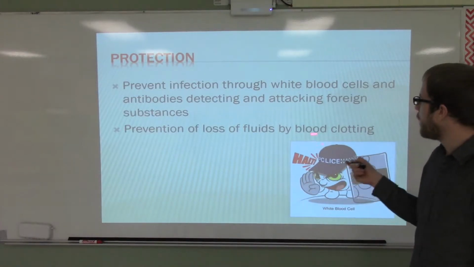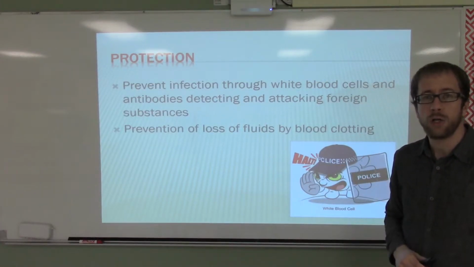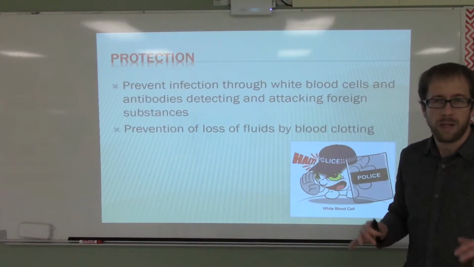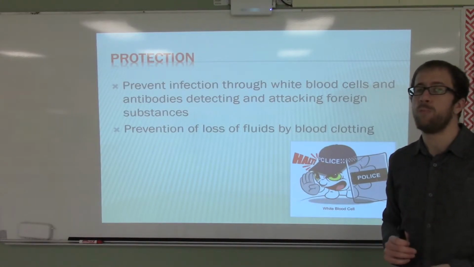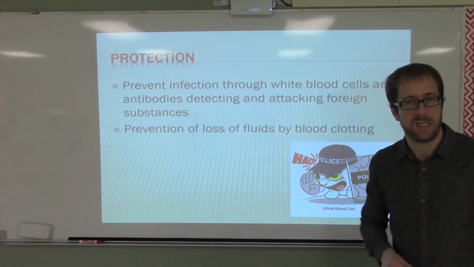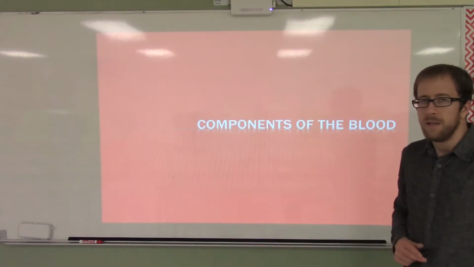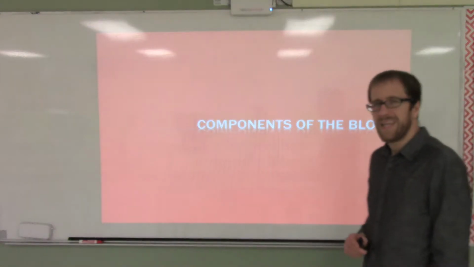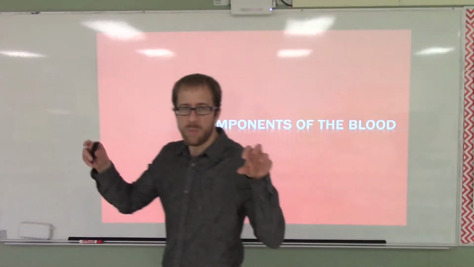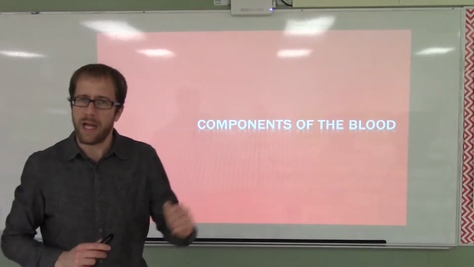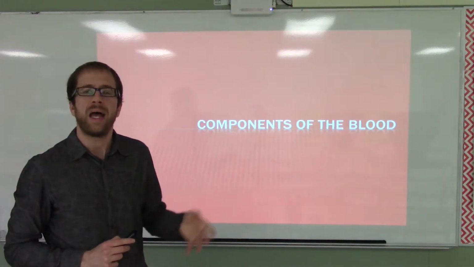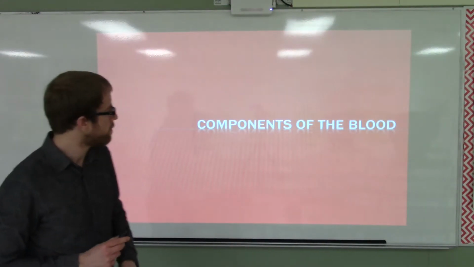Also, our blood has clotting factors in it and platelets, which allow our blood vessels to stop the loss of fluids. So what is our blood actually made out of? What are the specifics in regards to our plasma, our red blood cells, and our white blood cells and platelets?